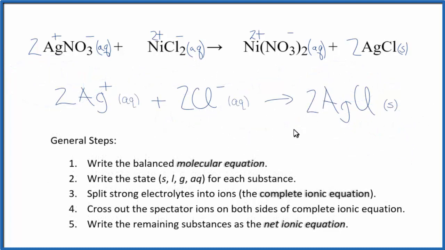So this is the net ionic equation for AgNO3 plus NiCl2. You'll notice that we have coefficients of 2, 2, 2. We can reduce that to 1, 1, 1. We don't write the 1 for a more compact net ionic equation. You'll also notice that we have a positive and a negative charge. They balance out. They give this neutral compound. So charge is conserved, and mass is conserved as well. We have silver atom, chlorine atom, chlorine atom. So the mass is also conserved.